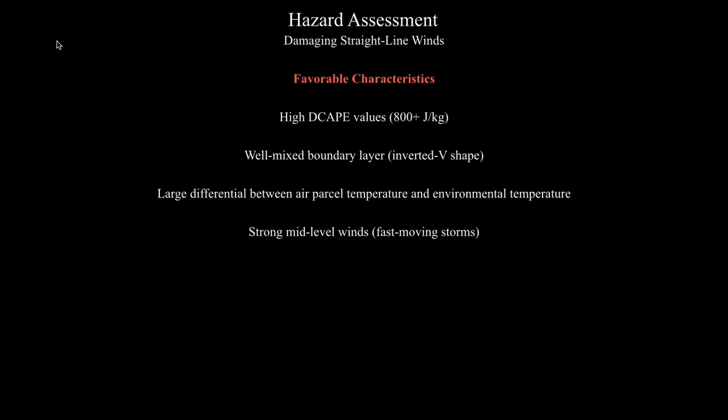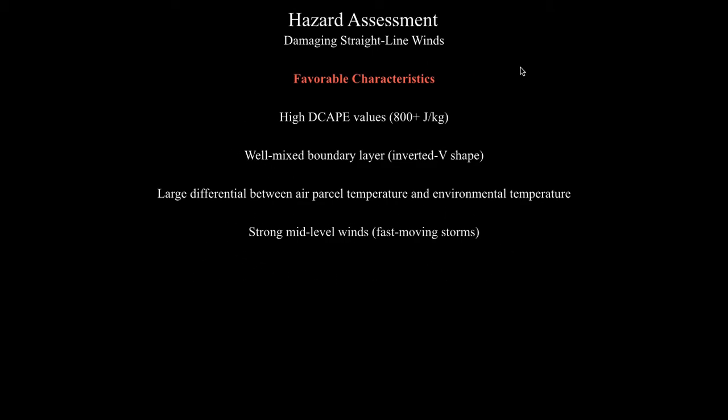And ideally, you want to have strong mid-level winds, which will give you fast-moving storms, and storms that are moving faster have the potential to cause more widespread wind damage. Now, something that's kind of interesting is you can actually get fairly significant straight-line wind events without a whole lot of thermodynamic support, but if you've got extremely strong mid-level winds, those storms are really racing.